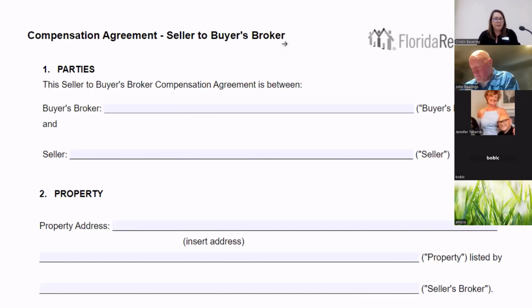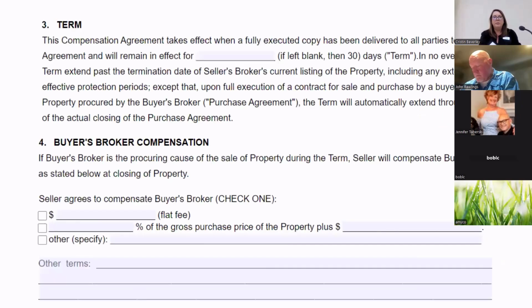You have the term of the agreement. This compensation agreement takes effect when a fully executed copy has been delivered to all parties to this agreement and will remain in effect for, if left blank, 30 days. Make sure that you really understand this next part here. I would highlight this entire section 3 term so you really understand it and your customer understands it.